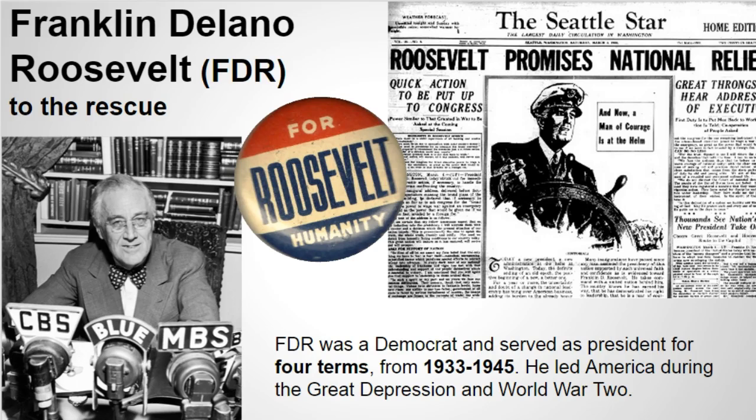During the Civil War, it was Abe Lincoln who came to the rescue. During the Great Depression, it was Franklin Delano Roosevelt, or FDR, who came to the rescue. FDR was a Democrat. He served as president for 4 terms. That means he was elected president 4 times between 1933 and 1945.